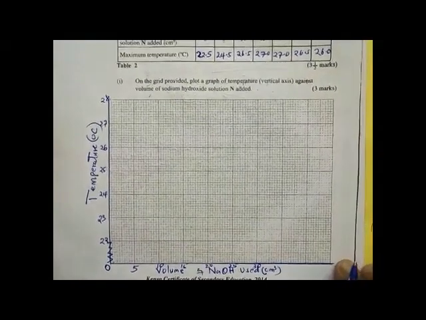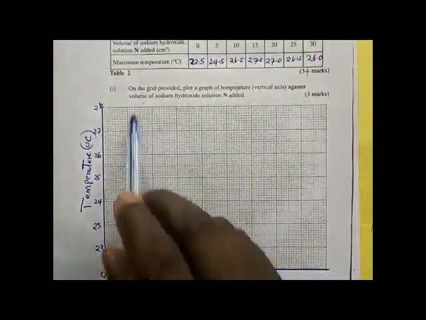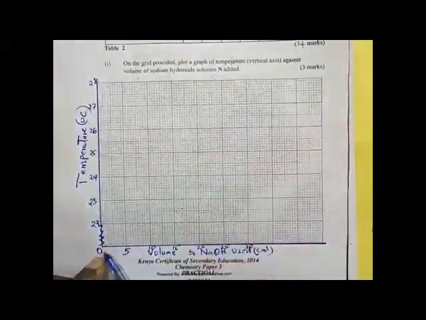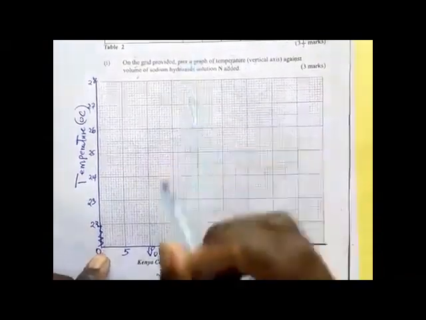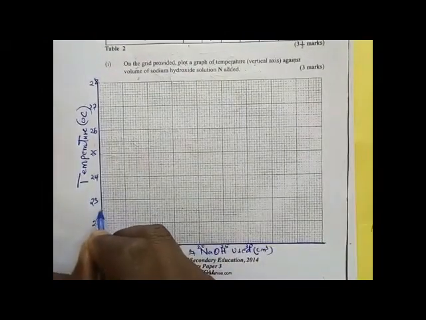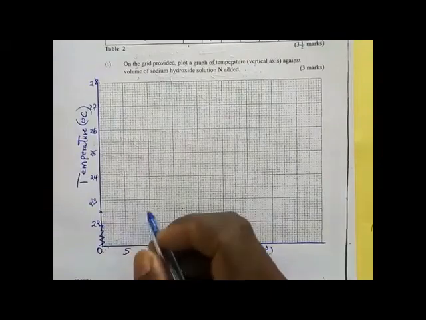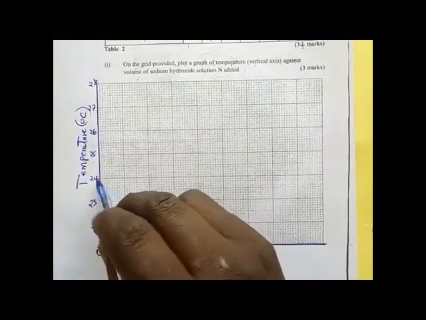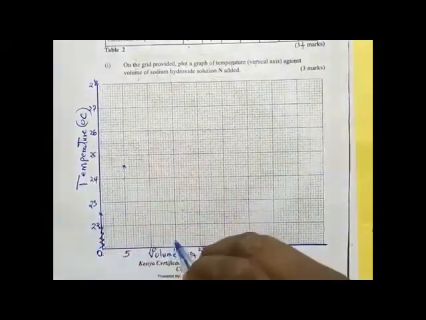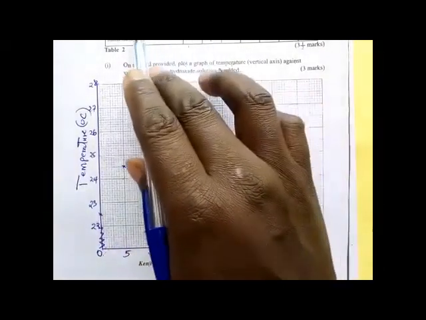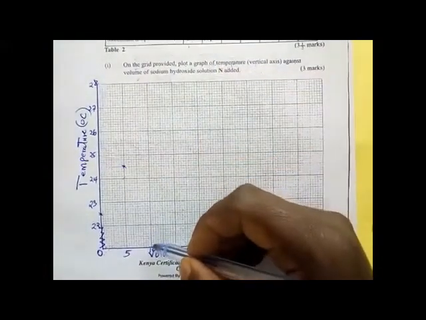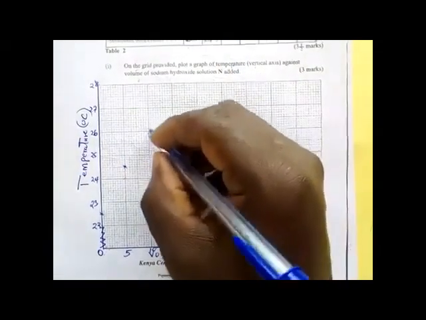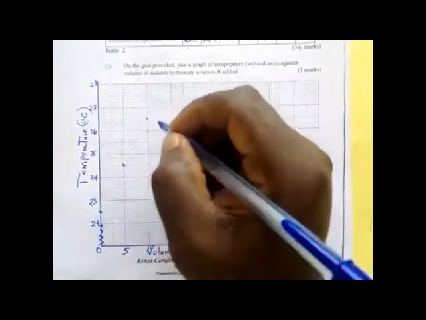Now let us use our values to plot this graph. When the volume is 0, temperature is 22.5. So here we have 0.5 at the middle. When the volume is 5, the temperature is 24.5. This is 24 and the 0.5 is here. When the volume is 10, temperature is 26.5. When volume is 10, temperature is 26.5 here.